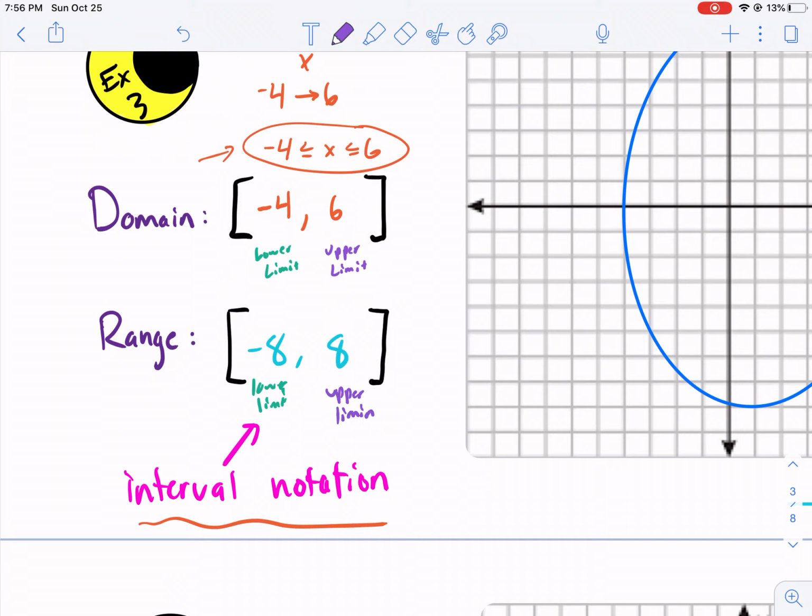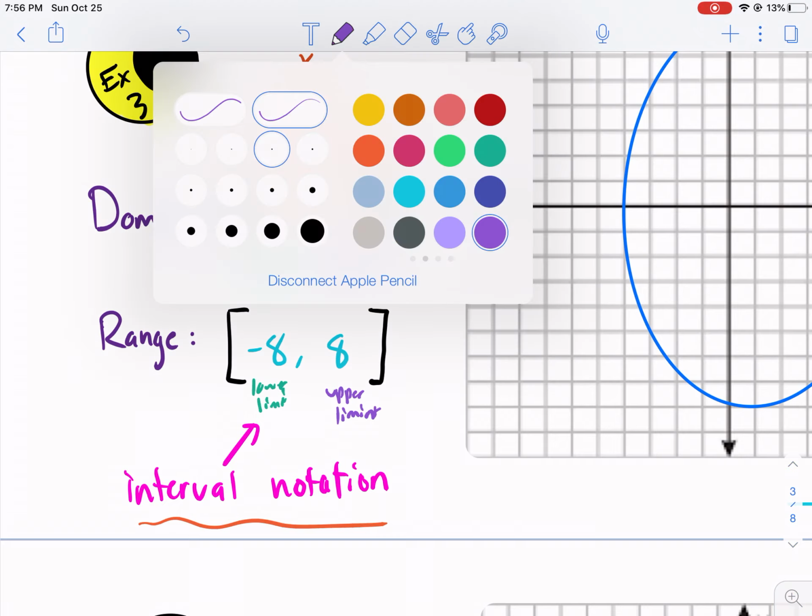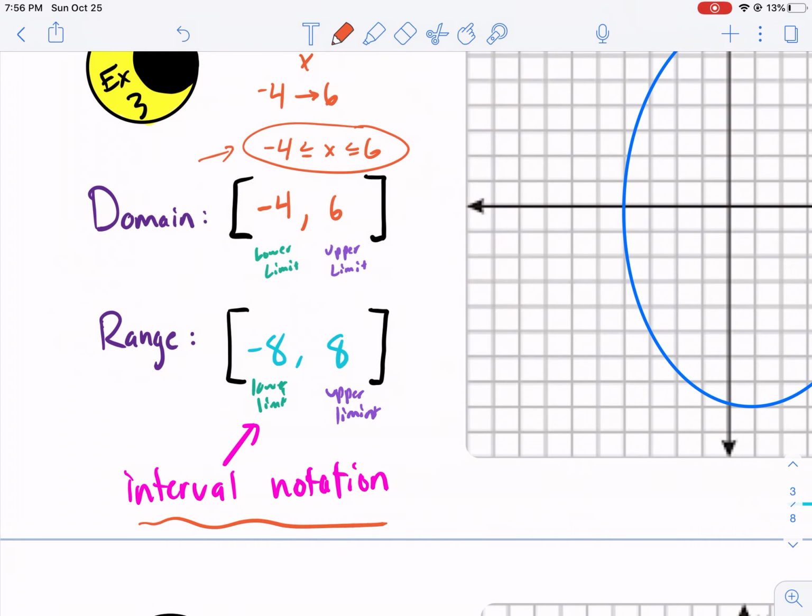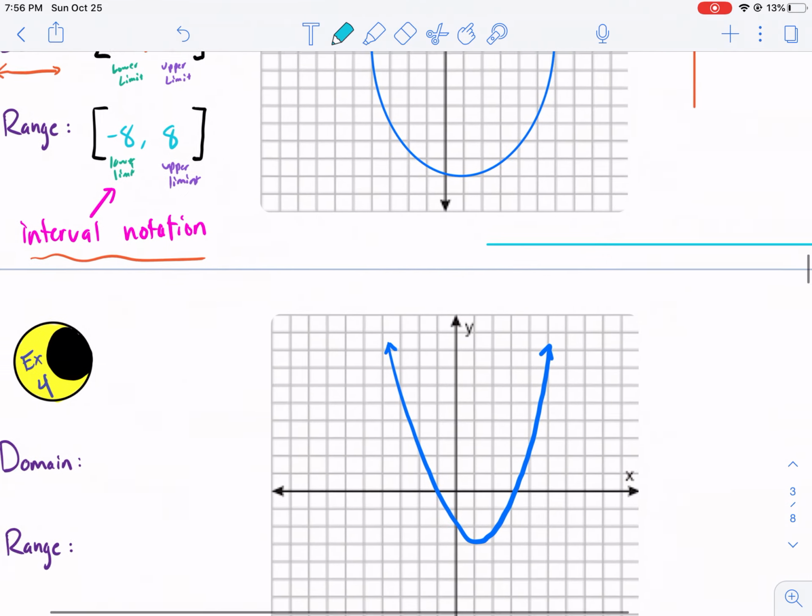Okay, and when I say upper, that means up, and lower, that means down. For domain, it means to the right and to the left. Okay, so for domain, let me draw this out. We go from left to right. For range, we go from down to up. Okay. All right, let's go do the next one.